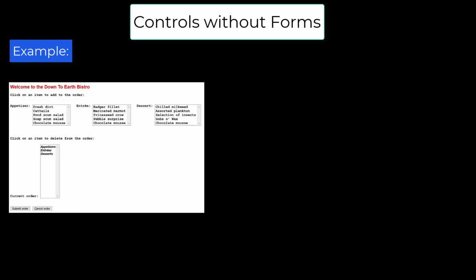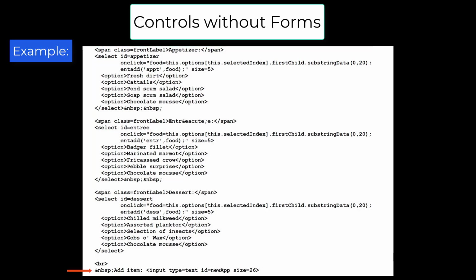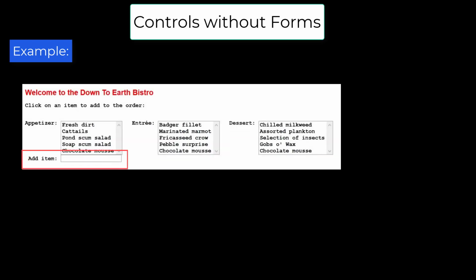Let's add another feature. Let the user add an item to any of the lists of possible appetizers, entrees, and desserts. Now we'll just work with the appetizers list and trust you can extend the idea to the other two order groups. So, after the three select groups, we add a BR element to start a new line on the page, and we add this code. Non-breaking space, add item, input, type equals text, ID equals new app, size equal 26, which displays like this, with the new item at the bottom of the appetizer list.